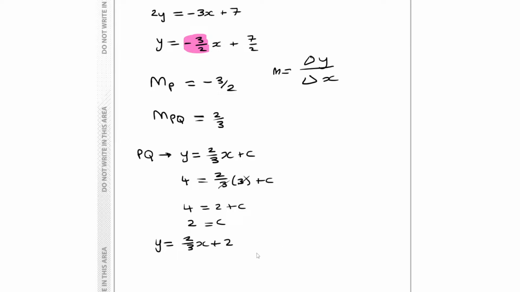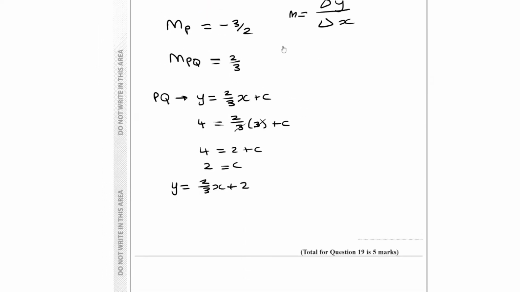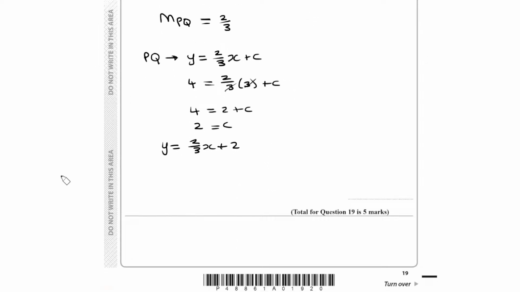Now's the bit where I would worry about, what do you mean an expression for b in terms of a? Do you see how b and a are coordinates as well? I could just sub those in, couldn't I, to this equation that I've now found? If I just sub it in, because b is the y coordinate, so b is equal to 2/3 a plus 2. Do you see how that's an equation? That's an equation for b in terms of a. So that's like the answer.